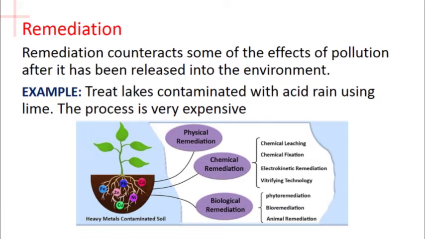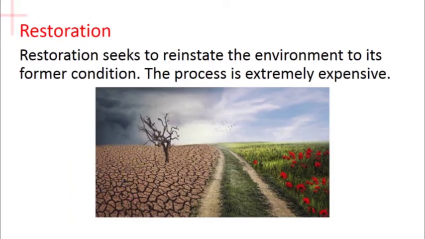If it is chemical remediation, we have chemical leaching, chemical fixation, electrokinetic remediation and vitrifying technology. If it is biological remediation, then we have phytoremediation, bioremediation, animal remediation. When it comes to restoration, restoration seeks to reinstate the environment to its former condition. The process is very expensive.